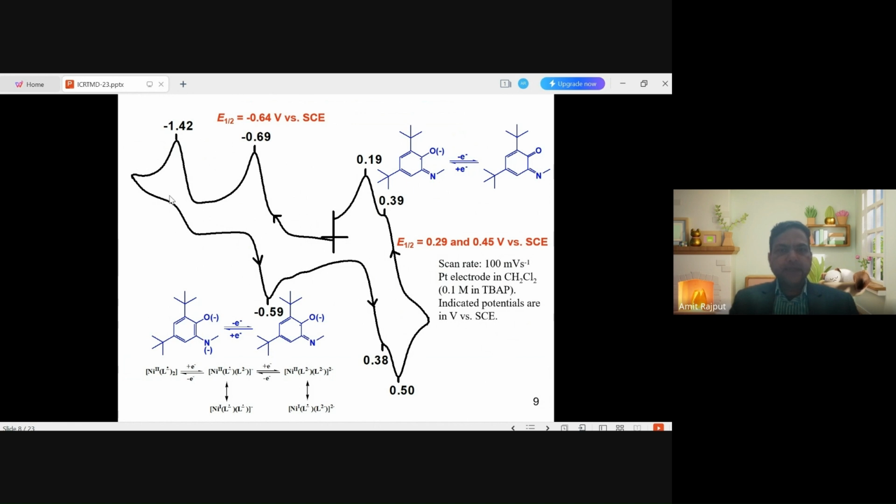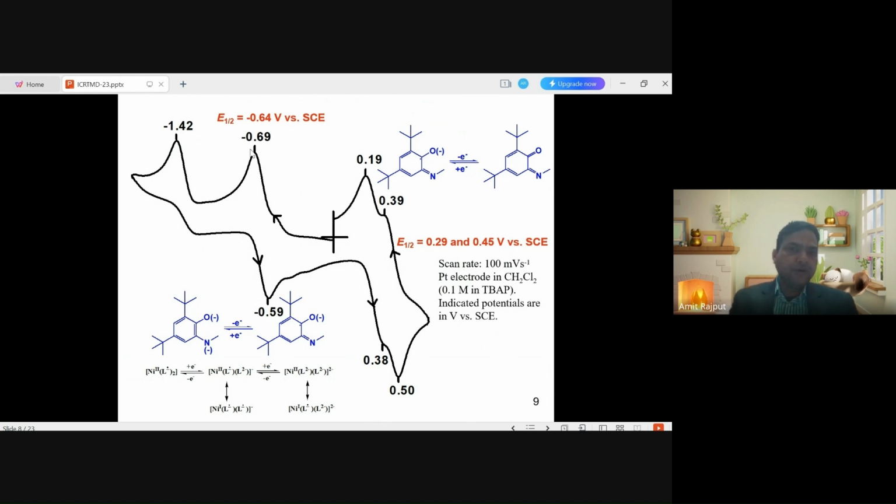So for this metal complex, the nickel complex, cyclic voltammetry was done. There are 2 oxidative responses here, first at 0.29 volt and another at 0.45 volt versus SCE. So 2 oxidative responses, and there are 2 reductive responses. The first oxidative response is due to the oxidation of semiquinone to benzoquinone of one ligand, and the second oxidative response is due to the semiquinone to benzoquinone oxidation of the other ligand.